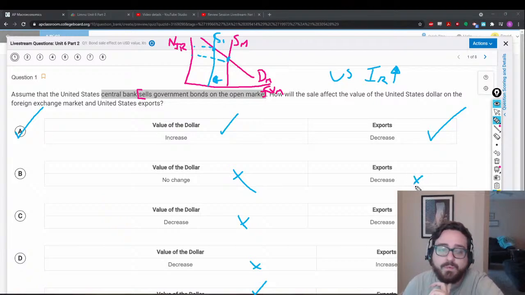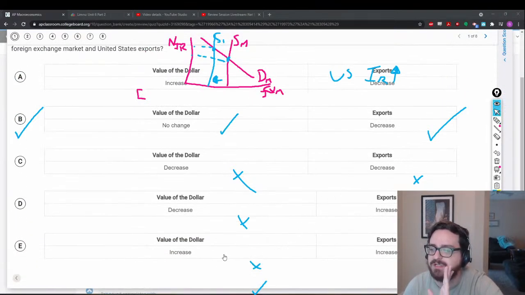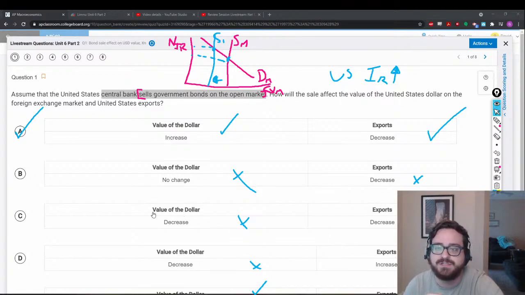This would not work. No change, decrease does not make sense. Decrease does not happen. Your currency becoming less valuable does not make you export less, it makes you export more. Decrease, increase, possible combination. E, increase, impossible combination. The only two that even actually work as answers that are linked are A and D. So if you could figure out that the government selling bonds would actually give you a higher interest rate and would increase the value of the dollar, the only one that makes sense is A. You still have to know a lot to be able to process of elimination out that problem.